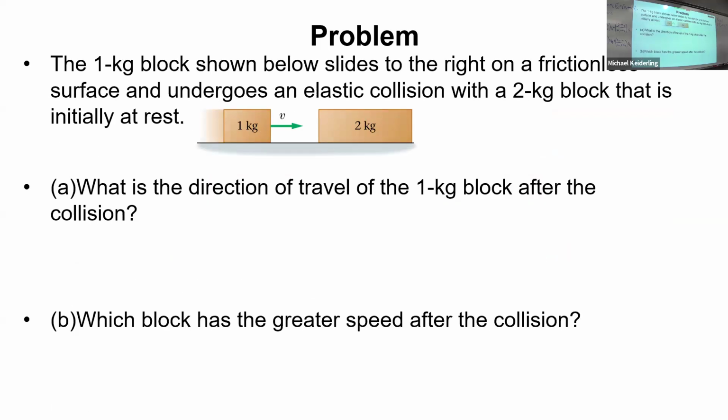So let's start with finding the direction of travel of the 1 kilogram block after the collision. To do that, we need to figure out its final velocity. So the final velocity of the 1 kilogram block is going to be mass 1 minus mass 2 over mass 1 plus mass 2 times our V naught. Our V naught in this case is just some V naught, V.